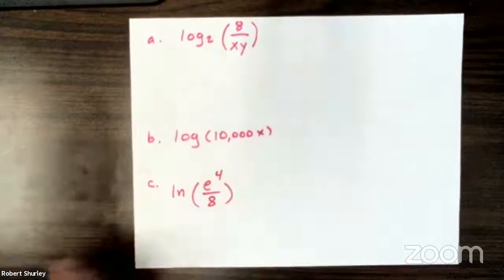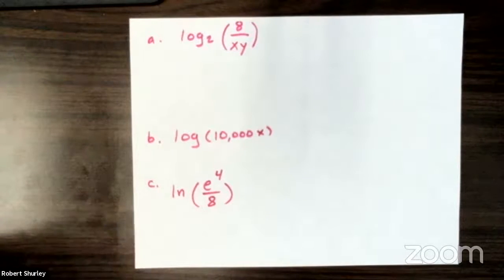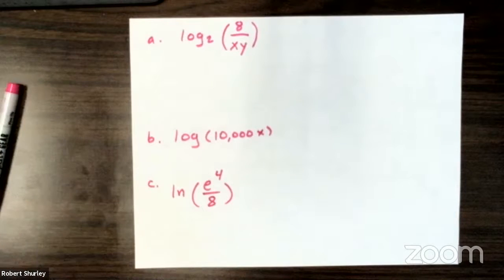Okay, try those 3. I'm going to give you a few minutes, actually, to try these. With the 2 rules, the power rule, the product rule and the quotient rule. We're about to get to the power rule. Try those 3 with the power, the product, and the quotient rule.